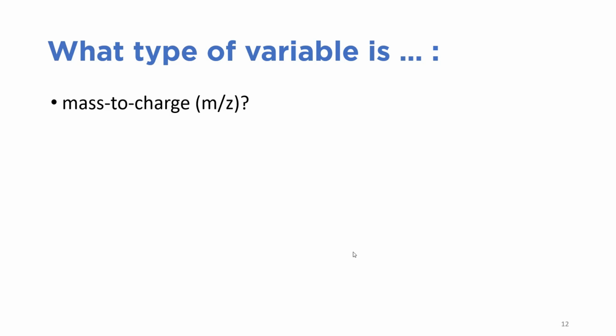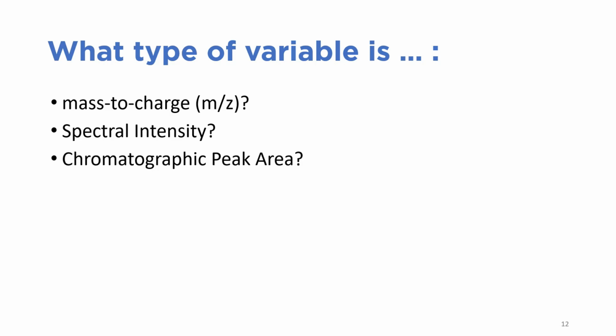So for instance, what type of variable is mass to charge? You can turn on your mics if you want. Mass to charge is a ratio, so it would technically be continuous. Spectral intensity. This one's a little bit confusing. Usually we're doing counts, so it actually is somewhat of a discrete variable because you'll always have a round number. There's no decimal points. But it feels continuous because the range for spectral intensity is so great.